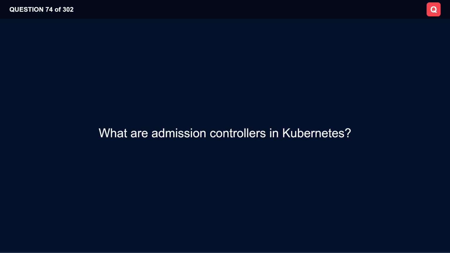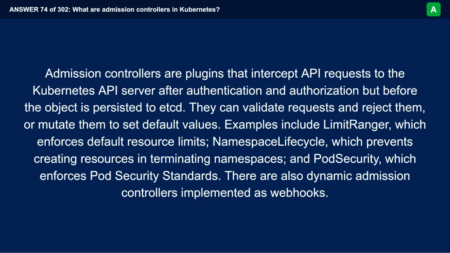What are admission controllers in Kubernetes? Admission controllers are plugins that intercept API requests to the Kubernetes API server after authentication and authorization, but before the object is persisted to etcd. They can validate requests and reject them, or mutate them to set default values.